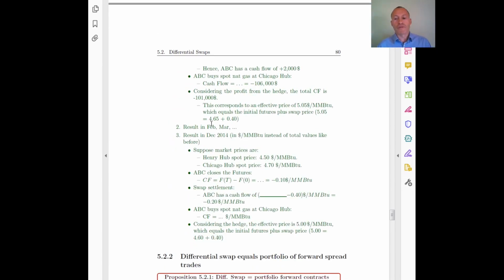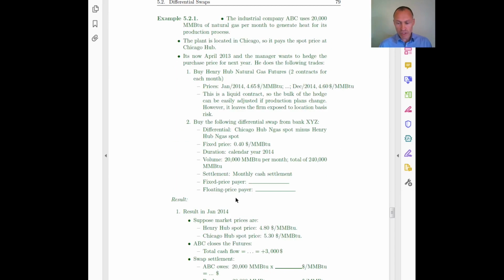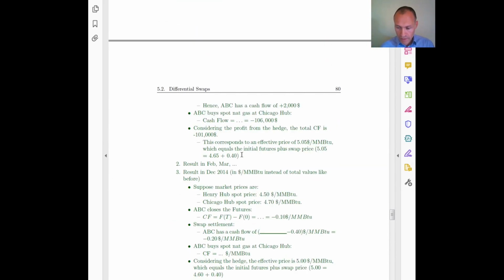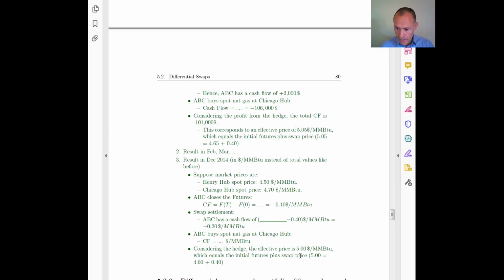This would keep going on for the rest of the year, and this would be the last month, December, with some other scenario. Just make sure that you are able to do all these calculations, and make sure that the effective price you get is what you expected. You expected 4.6 plus 0.4, so 5, and that's exactly what you get. Obviously this works for whatever spot prices happen in the future. You can do this example again with different prices at the end, and it will always be the case that the effective price is 5.